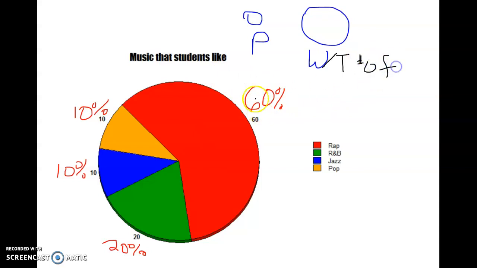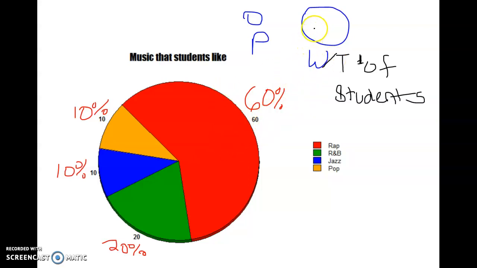Because again, the percents on here are not how many students were surveyed. That's showing you the portion of students that were surveyed, what portion chose that type of music. So the number of students, that's my whole. My part would be how many students chose the different type of music based off of these percents that are given. So what do I mean by that?